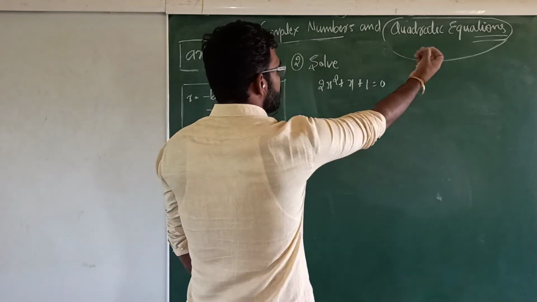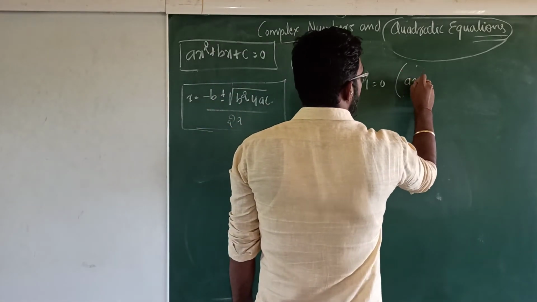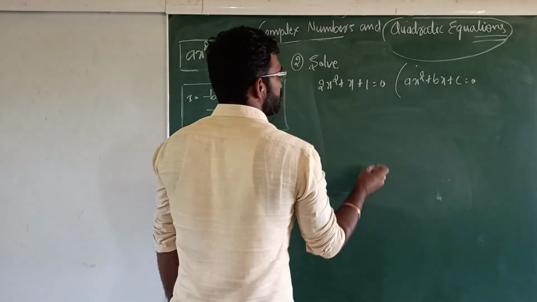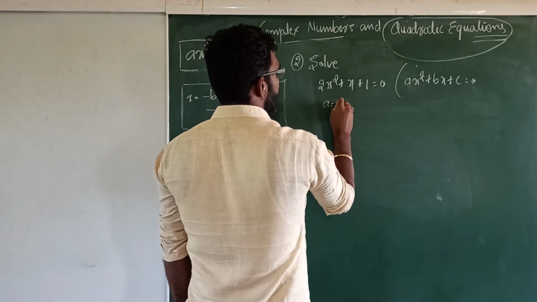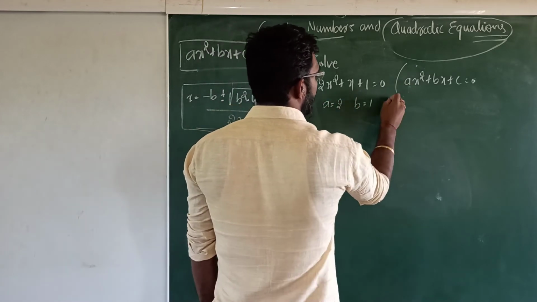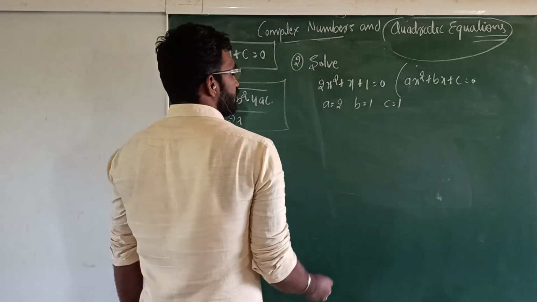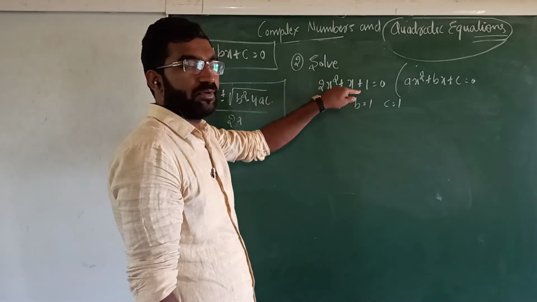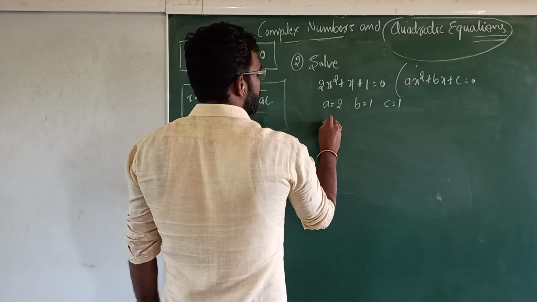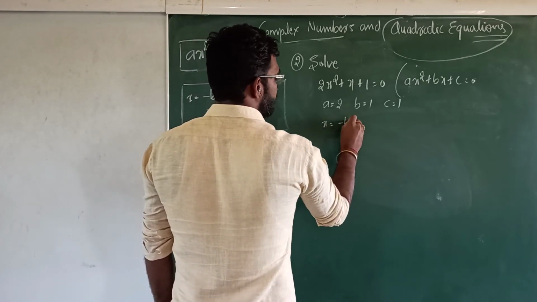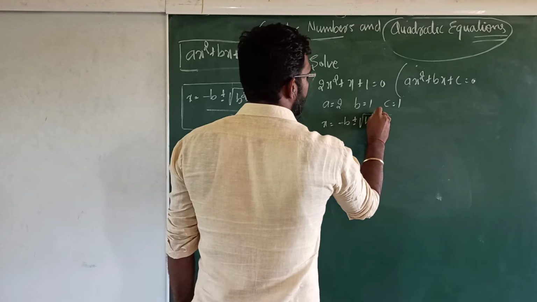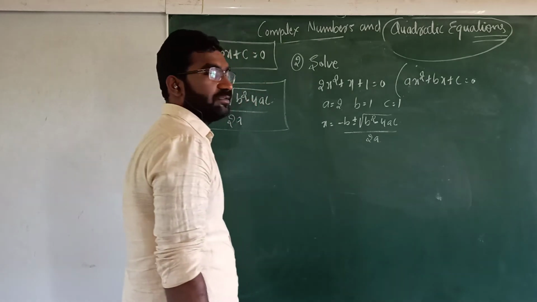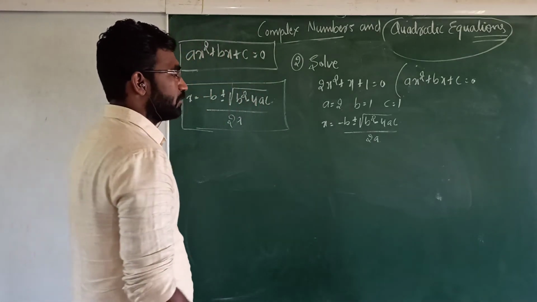Simple question. So on comparing ax² + bx + c = 0, what is the a value? a = 2. What is the b value? b = 1. What is the c value? c = 1. Right? Solve means you are going to solve the equation to find the value of x. Therefore x = (-b ± √(b² - 4ac)) / 2a. It is the standard formula from the 10th standard, right?